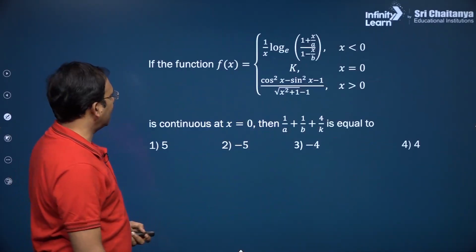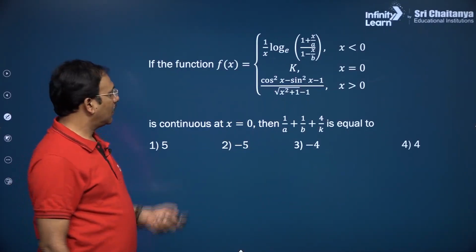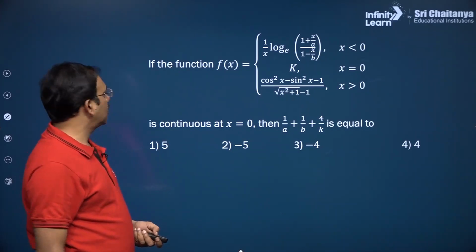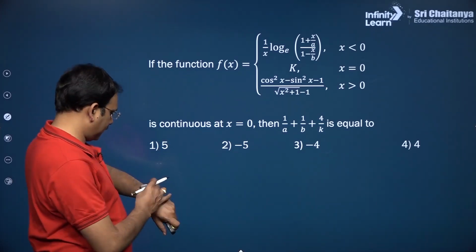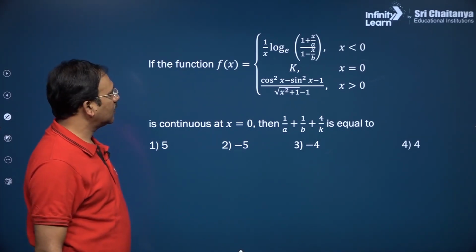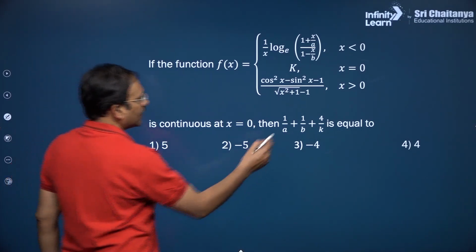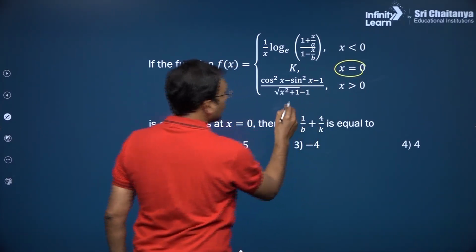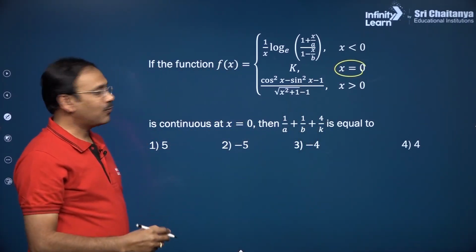Okay. Next, my dear friends, you see this question, given this particular function f of x is continuous at x equal to 0, with value k. So, if it is continuous at x equal to 0, I need to find the right hand limit and the left hand limit.